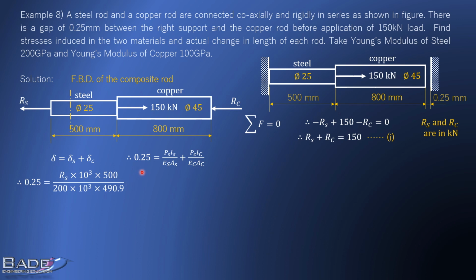So I am substituting the values. Delta is 0.25. Load on steel is RS. It is in kilonewton, that's why I multiplied it by 10 raised to 3. 500 millimeters is the length, then Young's modulus and cross-sectional area. So PS LS upon ES AS. Now what is this term?